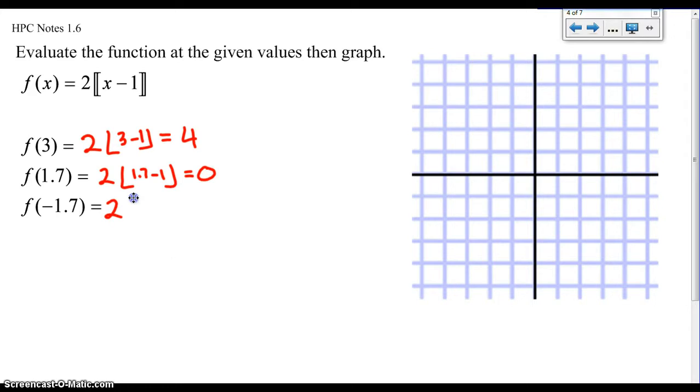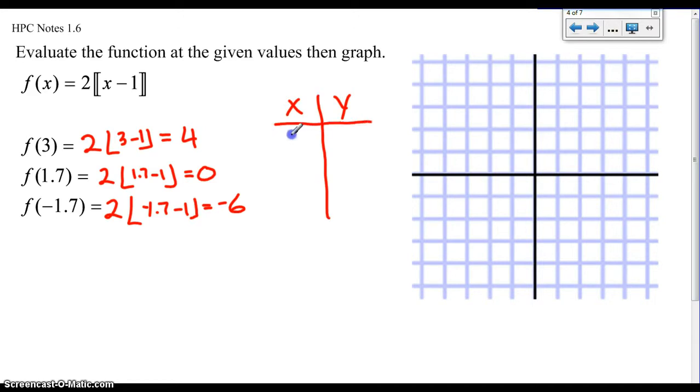And then f(-1.7) would be 2 times [-1.7 - 1]. Negative 1.7 minus 1 is negative 2.7. Our greatest integer then would be negative 3, and 2 times that would be negative 6. Now, if I'm going to graph this function, I could use those three values, but I actually want to go ahead and create a little chart. That's going to help this situation quite a lot.